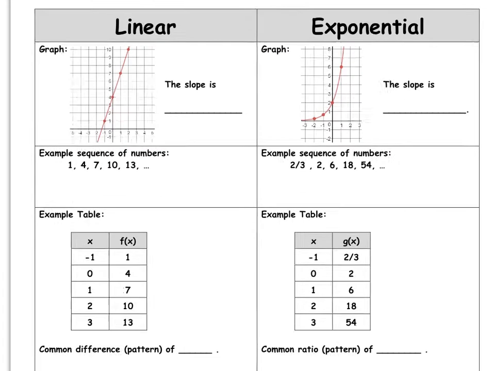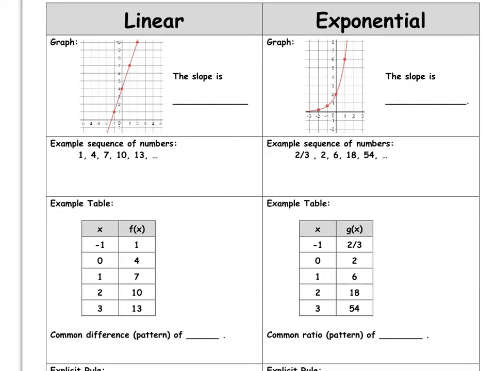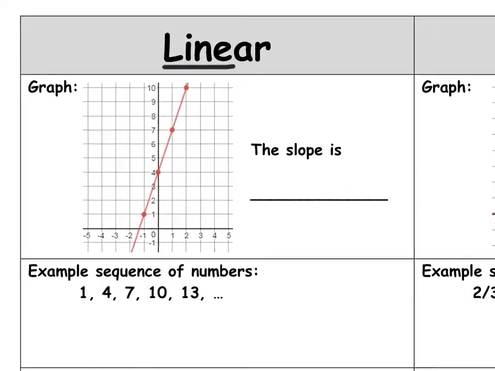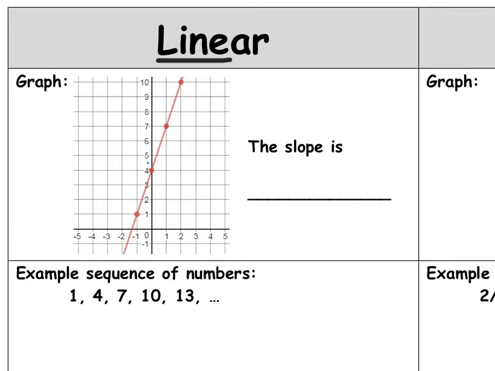To start, we have a graph of both a linear and an exponential function, and the graphs look very different. A linear graph, just like the stem of the word line, makes a straight line. If I zoom in on this a little bit, it means that the slope is the rise over the run. If I count this slope from this point to this point, I get up 3, right 1, which is just 3. I'm going to write one more word here. The slope is constant.